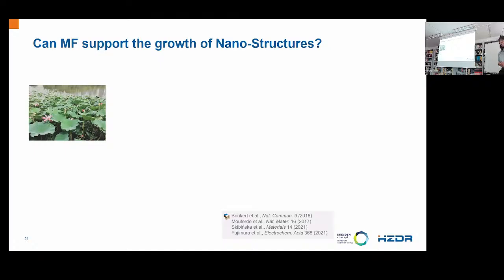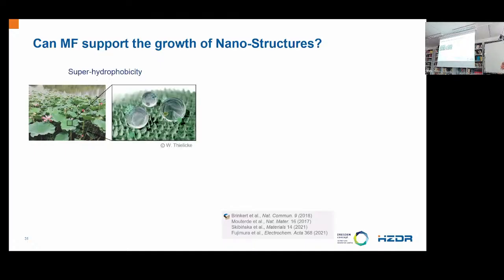Here you see a photo taken by my mom, and in this season, the lotus flowers are growing a lot in my hometown. You can see in the photo that the leaves are quite clean. And this is the famous lotus effect, and such self-cleaning function of the leaves is related to the microscopic structure of the leaf surface that consists of a lot of cone-like structures.